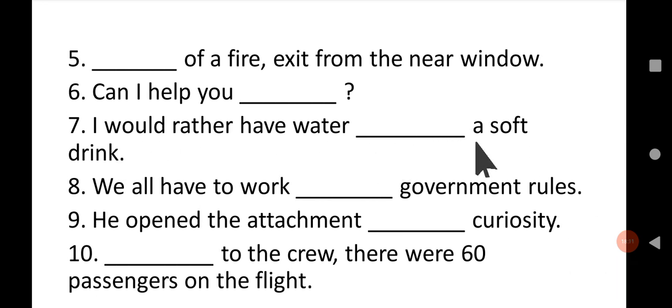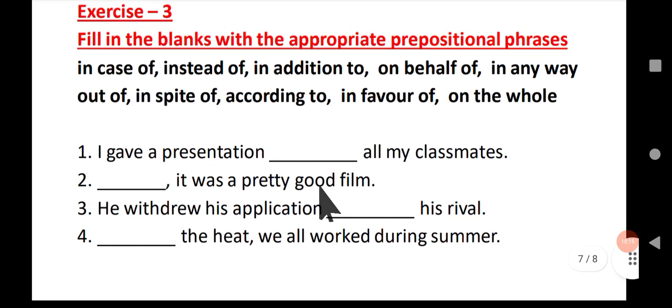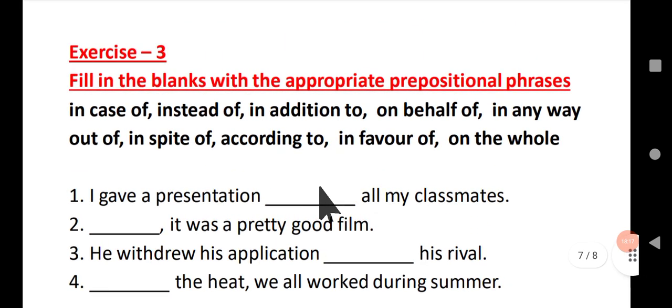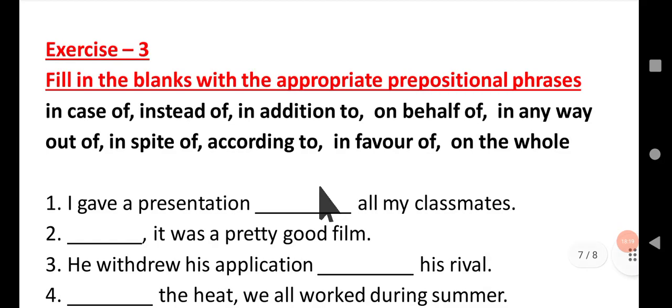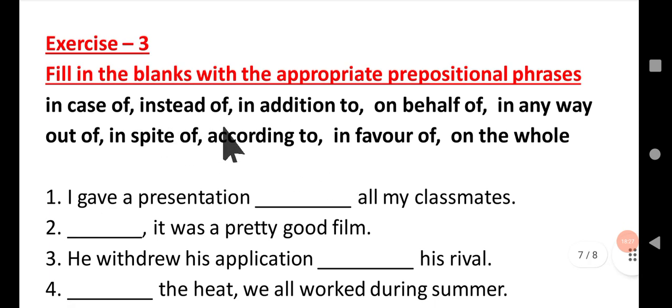I would rather have water dash a soft drink. That means the person wants water, but he doesn't want soft drink. So, what is the word that we can use here? I would rather have water instead of soft drink.